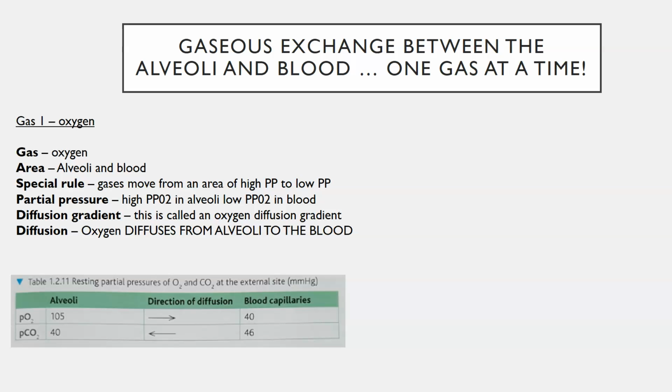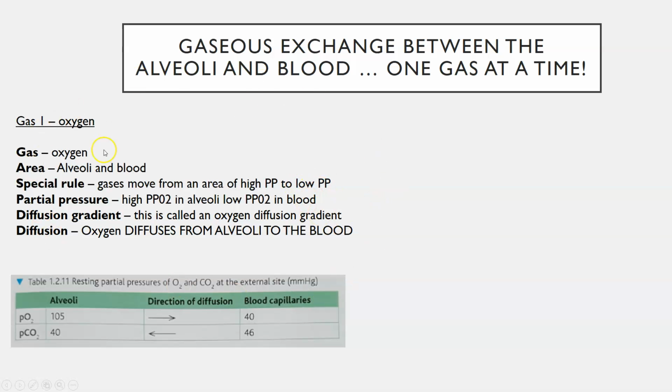So the blood coming back to the lungs, the capillaries that are wrapped around the alveoli, it's got no oxygen in. It's got carbon dioxide in. So oxygen is high in the alveoli, it's low in the blood. We're talking about oxygen now, so all we need to know is this causes an oxygen diffusion gradient. This means that oxygen diffuses from the alveoli, because that's where the pressure's high, to the blood, where the pressure is low. Remember, if you look at the special rule, gases move from an area of high partial pressure to an area of low partial pressure.